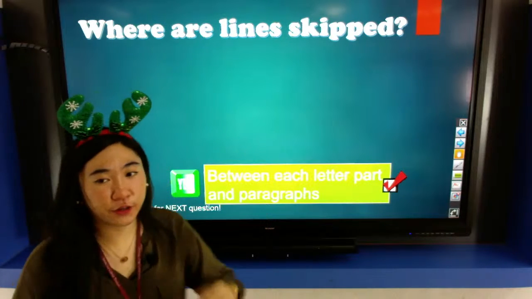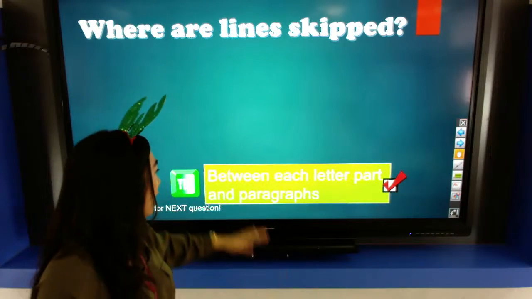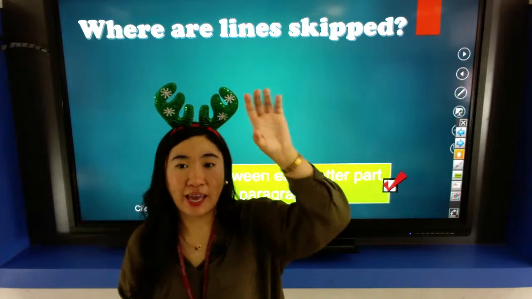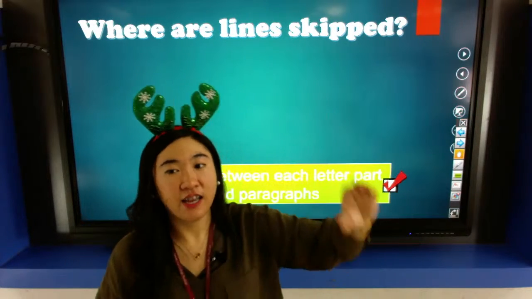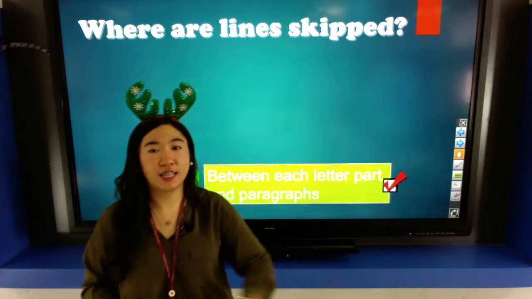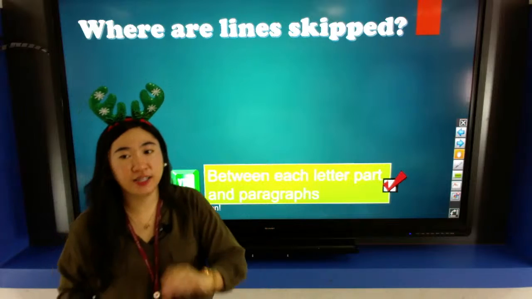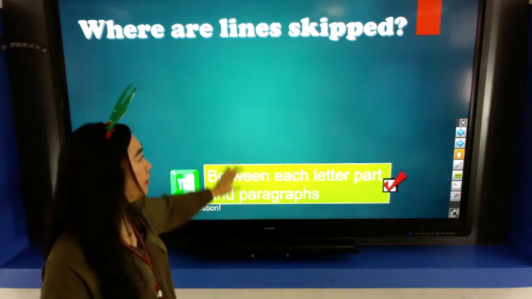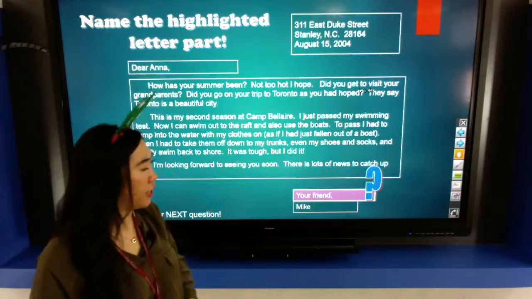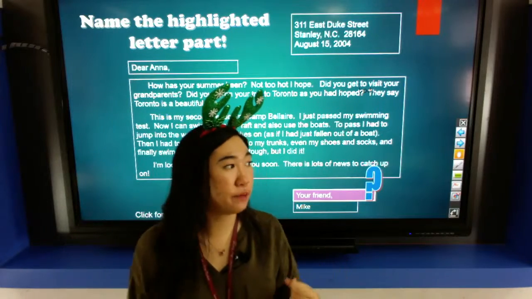You skip lines or you give spaces in writing a letter. Between each letter part, you give space: from the heading, you write a space, and then greetings, space, the body, space, closing, space, and then signature. Okay, let's try this one. You write the answer. Make sure you write the correct spelling.